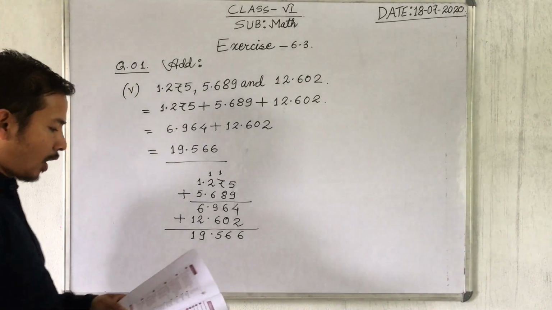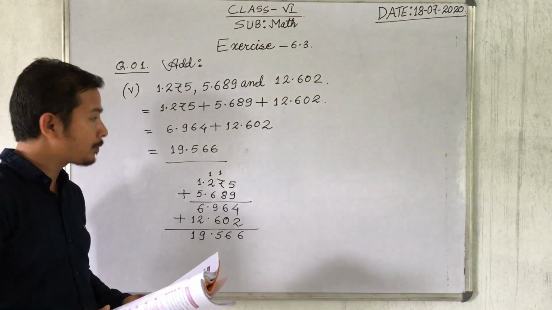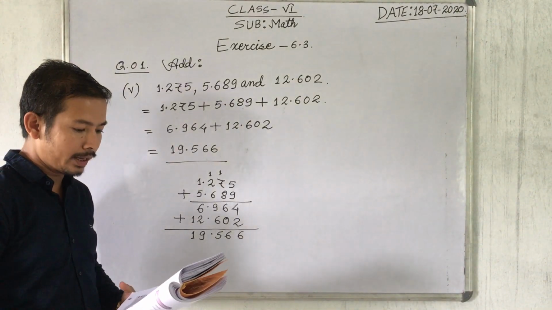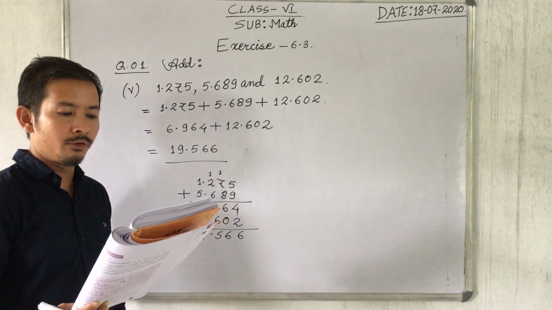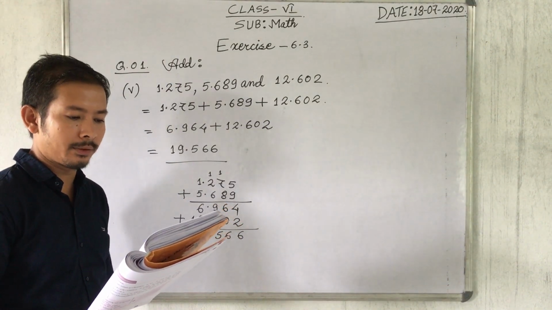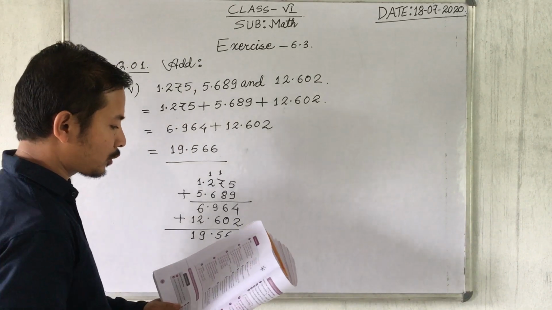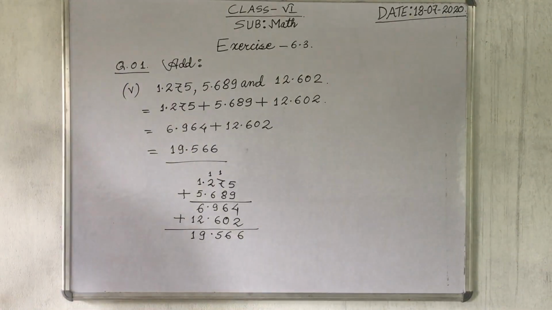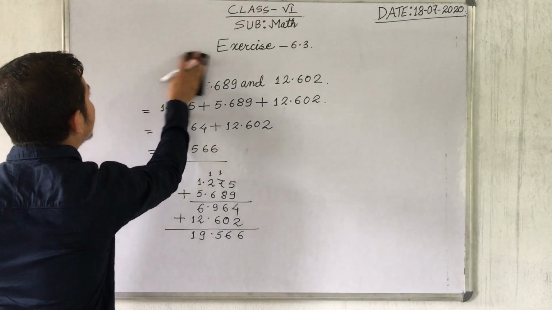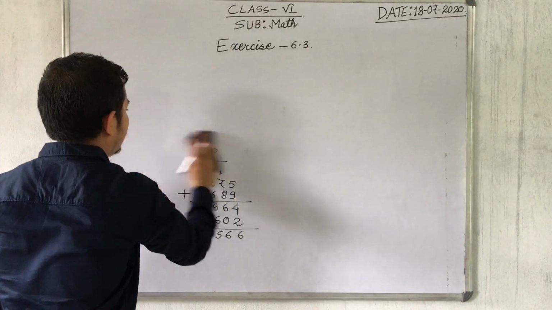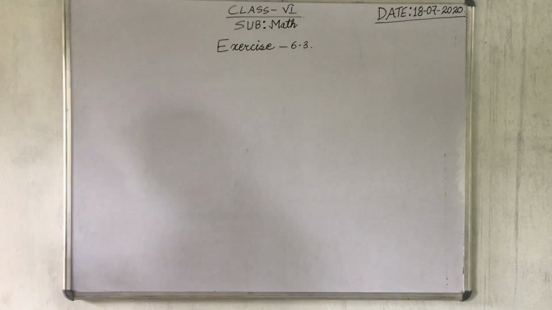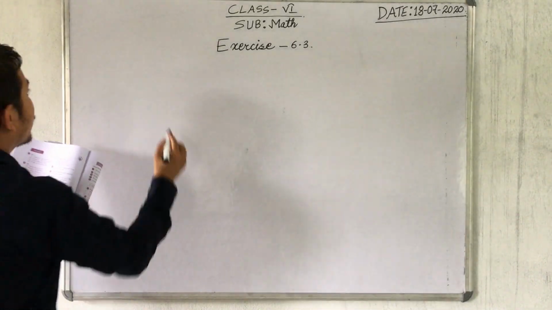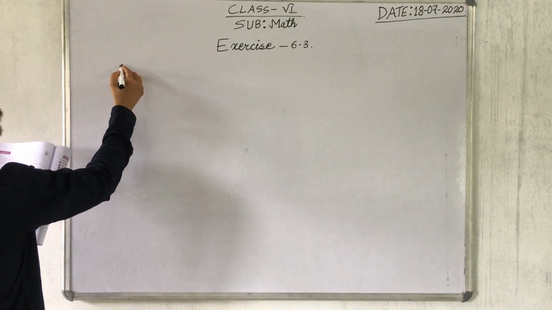Okay, this is question number 1. There are 6 questions in question number 1. 1, 2 and 5 I have done here. Okay, the rest of the questions you have to do yourself. 2, 3, 4 and 6 you have to do yourself. Okay, now look here, question number 2 also I am doing here. Question number 2 also add.